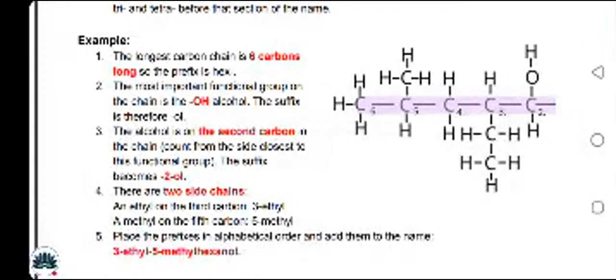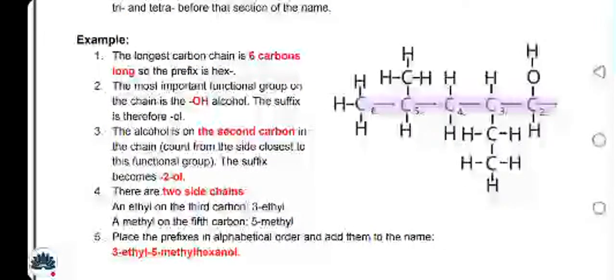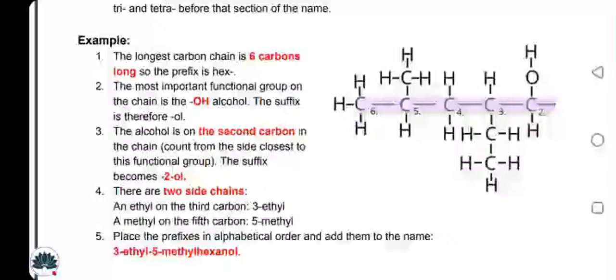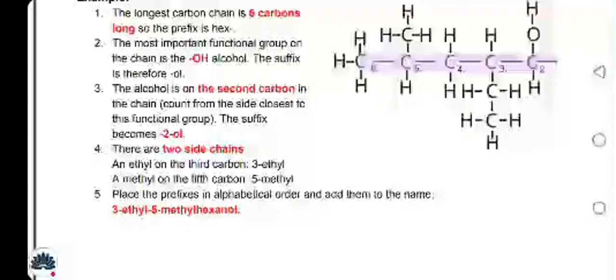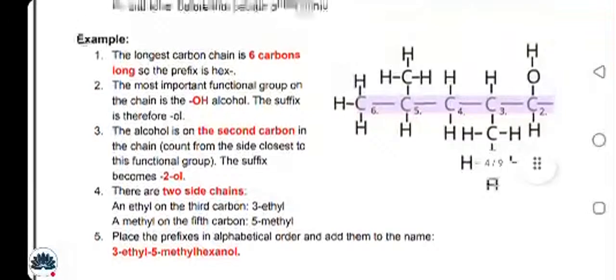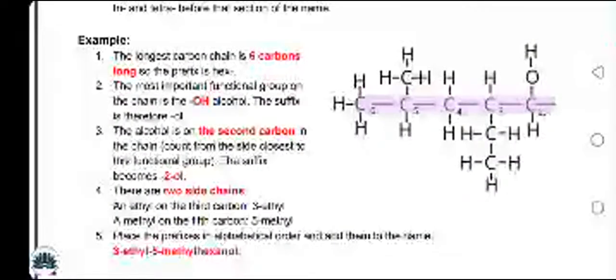Then the alcohol is on the second carbon in the chain. Count from the second; the suffix becomes -2-ol, meaning it is present on the second carbon. So this is the position. There is an ethyl on the third carbon, so it is 3-ethyl, and a methyl on the fifth carbon. CH3 and CH2 at 3, and CH3 at 5.